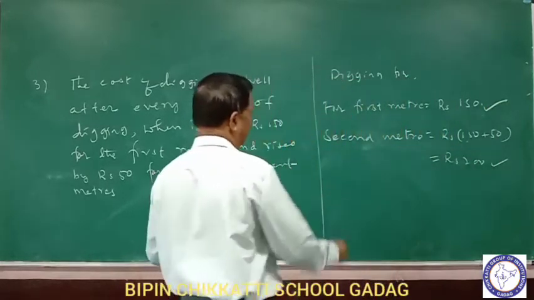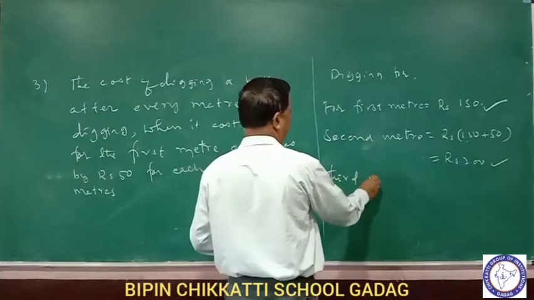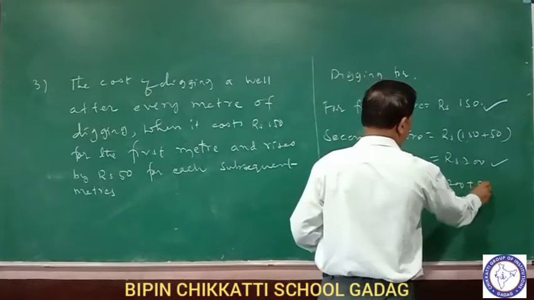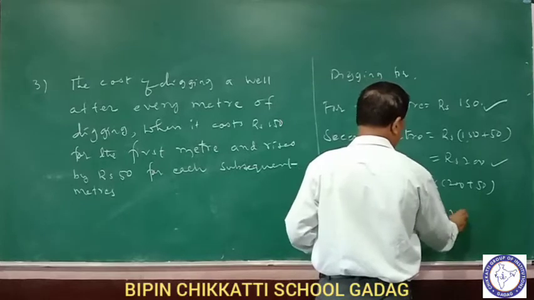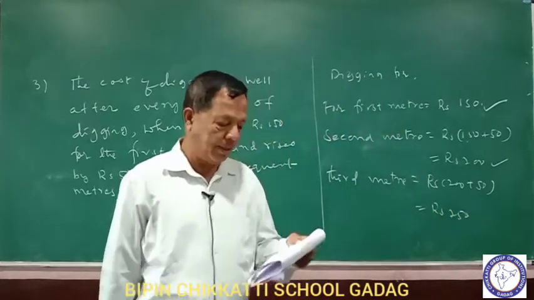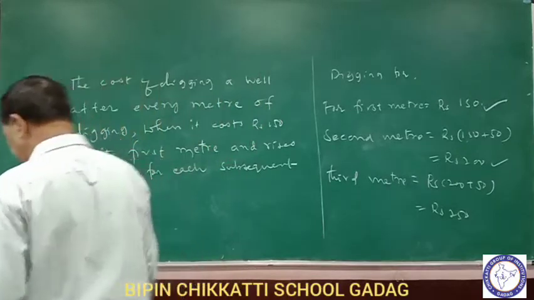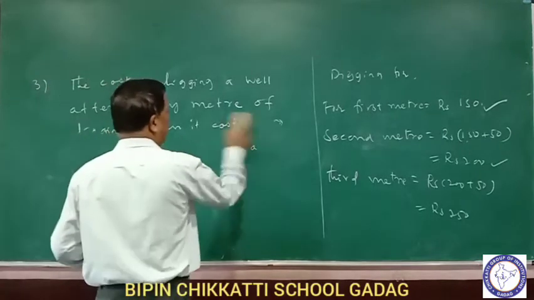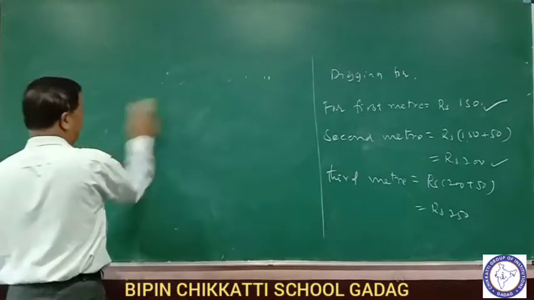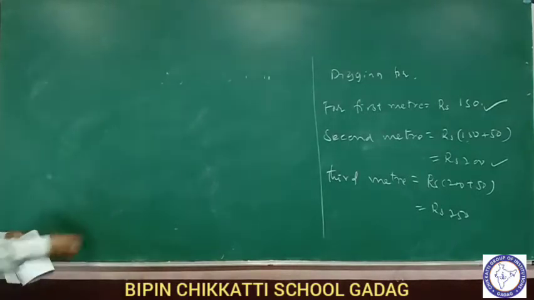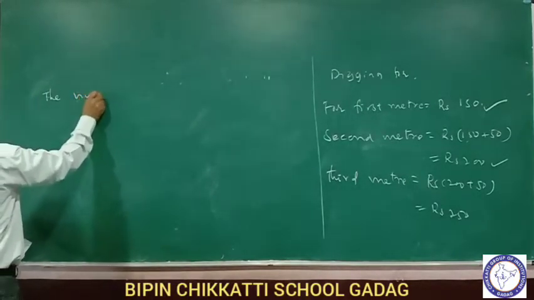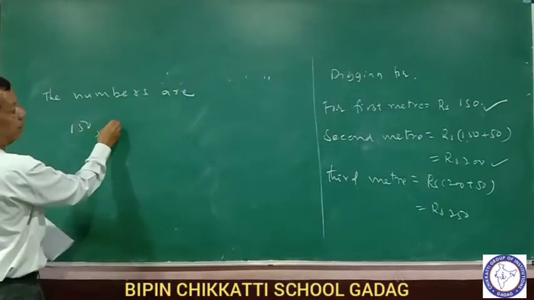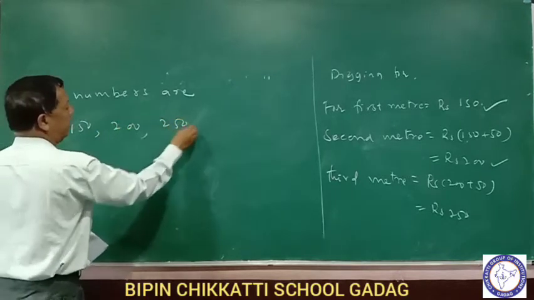Suppose you go for the third meter. The third meter is equal to Rs... The second meter is already 200 and again it is 50. So this is Rs 250. So now you can see the numbers you find here, whether they form an AP or not, that you have to see. See, the numbers are first one 150, second one 200, third one 250, continue.